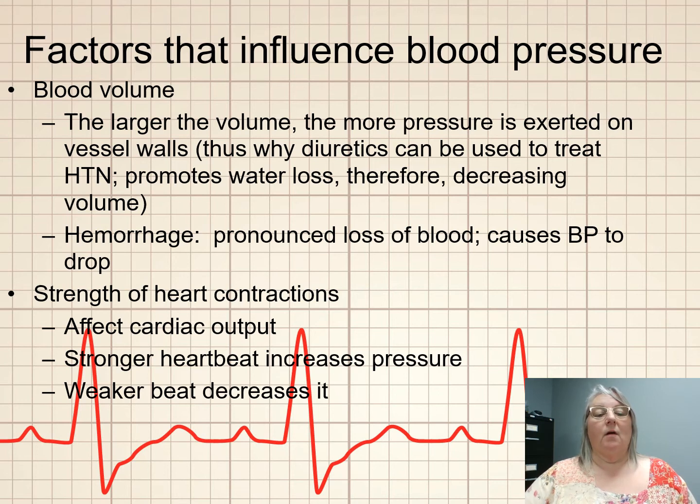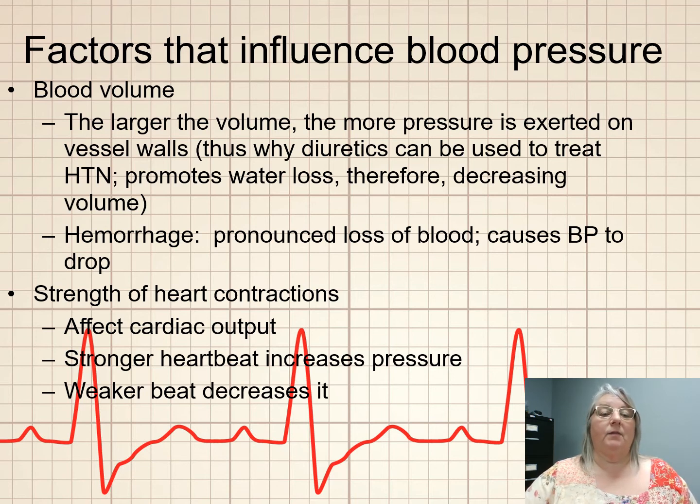Another thing that'll cause a change in the volume is a hemorrhage. A hemorrhage is where you've had a large amount of blood loss. So if you have a large amount of blood loss, what's going to happen to your volume? You're going to have less volume. So if you've got less volume, what's it going to do to your blood pressure? It's going to lower your pressure.